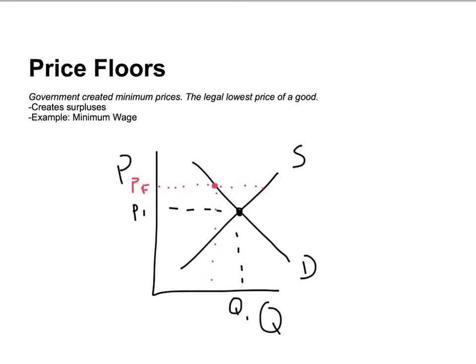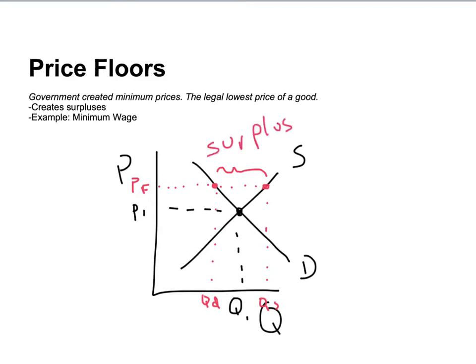I now have my quantity demanded and my quantity supplied. At the price of the price floor, there is no equilibrium. We have a quantity demanded, which is less than our quantity supplied. So what we create here is a surplus.